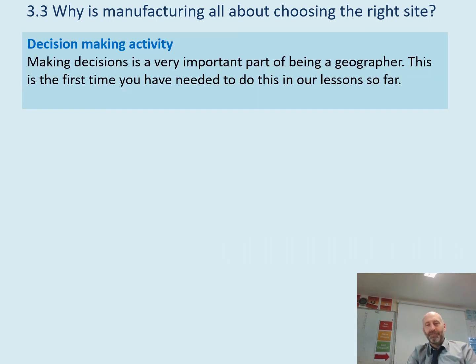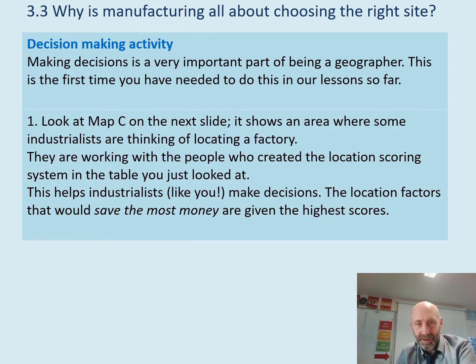Right, so time for the decision-making activity now. Making decisions is a really important part of being a geographer. We need to look at the data we've got and the information we've got and then weigh that up and make really good decisions based on that information. On the next slide, you're going to see map C, and that shows an area where someone is thinking of locating a factory. Now they're working with the people who created the scoring system in the table to use that as a way of working out where is the best place to put their factory.